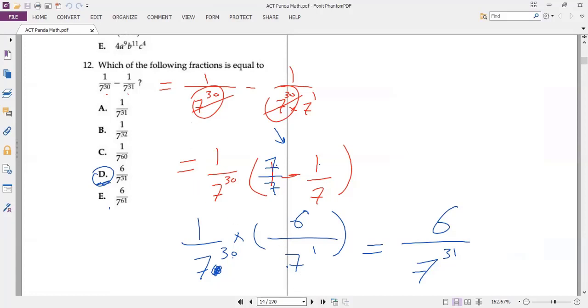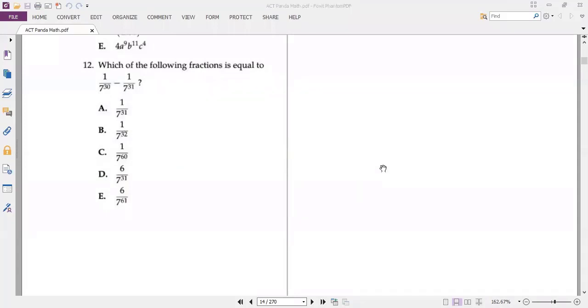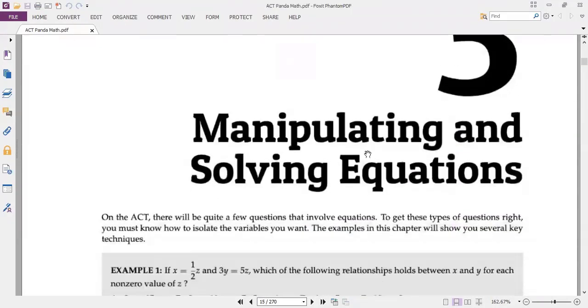We finished chapter 2 about radicals and exponents, or exponent radicals. See you next time, chapter 3.